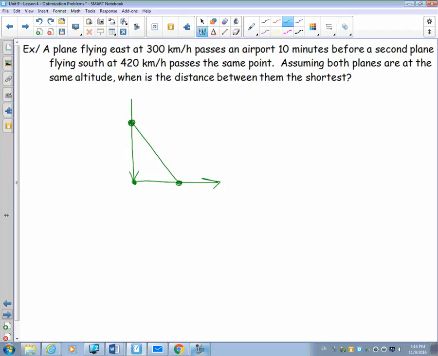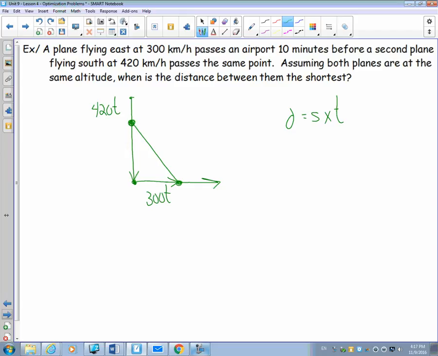Okay, what do we know about these planes? Plane 1 was flying at 300 kilometers an hour. So the distance it's covering, and our whole objective here is distance. Distance equals speed times time. 300 kilometers an hour for t hours will give us 300t. That's how far it's gone. The other plane starts right here at this point and is going 420t.